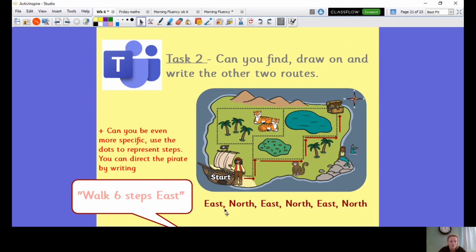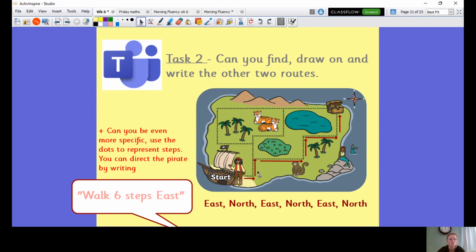I don't know. So what you can do is on the image, you can see the lines have some dots. You could use them and kind of guess that they represent steps. You could do it in miles or anything like that, but I think I'm going to use steps. So for this first one, I've said walk 6 steps east. Then you could do walk 1, 2, 3, 4, 5, 6, 7, 8, 9, 10, maybe 12.